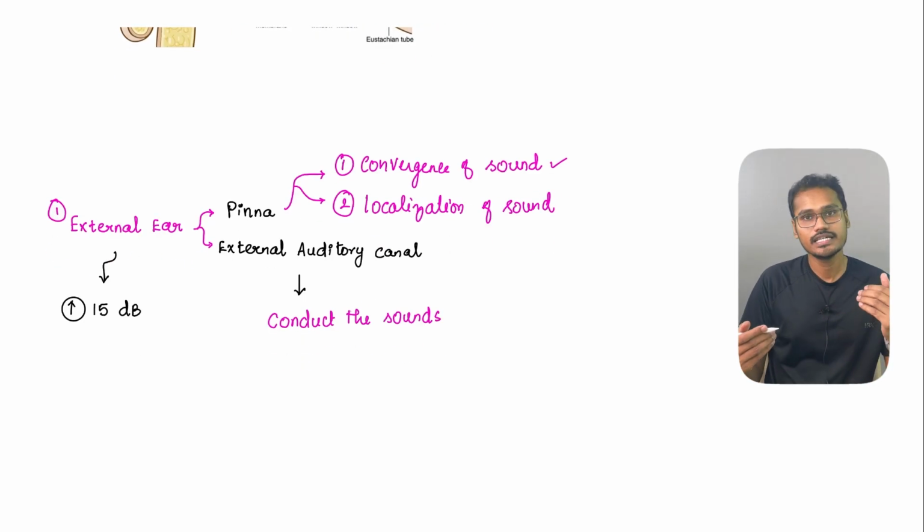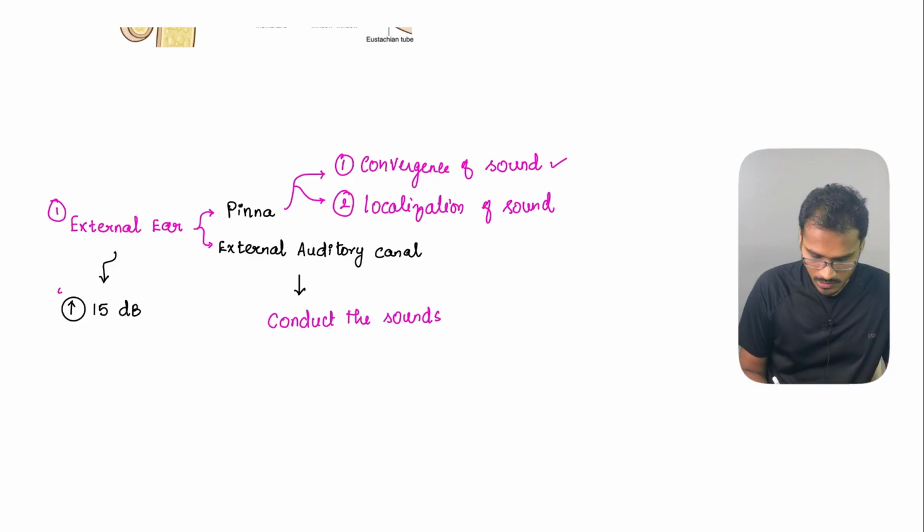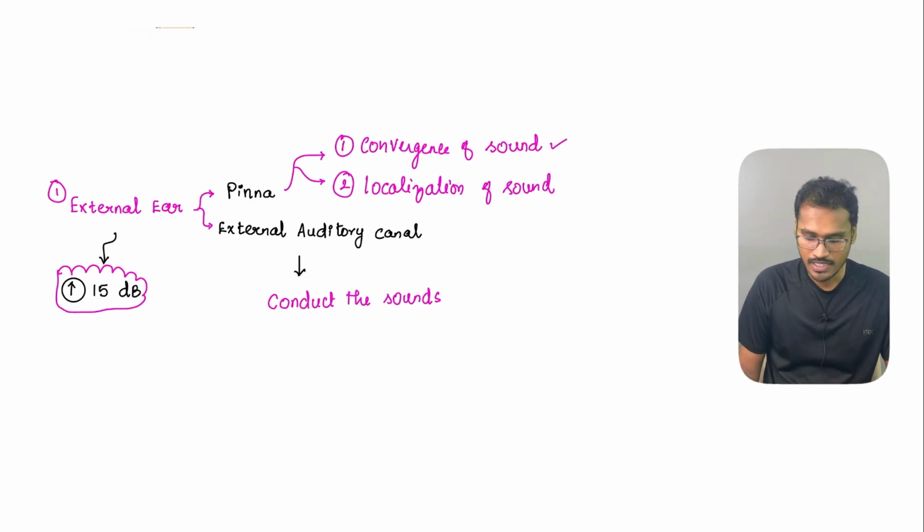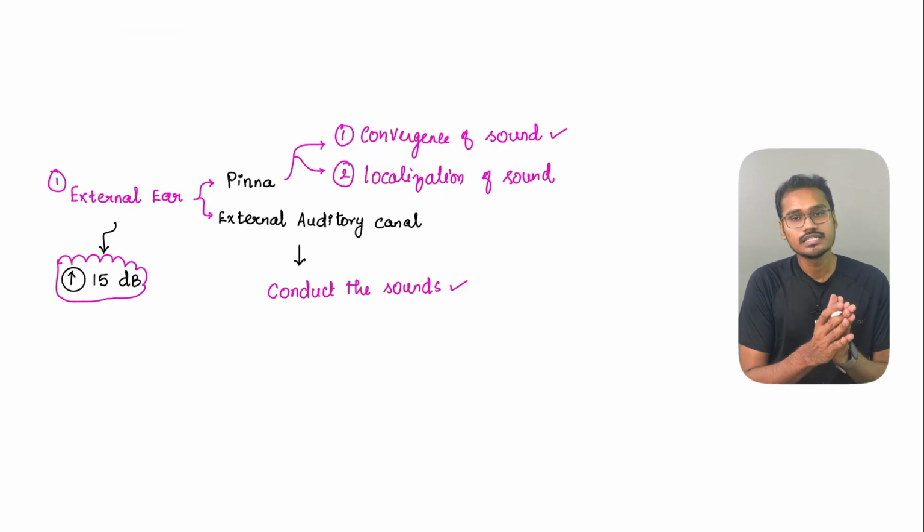And the external ear can increase the sound by up to 15 decibels. How is it doing it? Because it is acting like a converging point. It is converging the sound to the external auditory meatus. And the external auditory canal helps to conduct the sound. After this, it will reach the middle ear. So it is just going to conduct the sound to the middle ear.